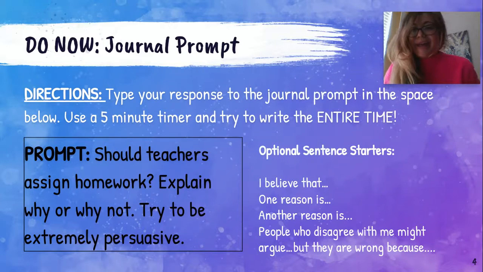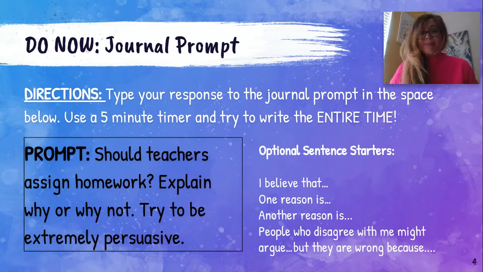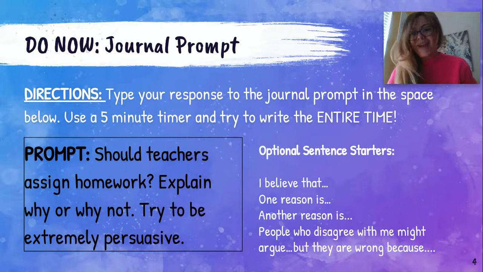All right, let's go ahead and get started with your journal prompt. Here are your directions. You're going to type your response to the journal prompt in the space underneath this video. If you've got a phone or if you want to pull up a 5-minute timer maybe on your computer, go ahead and set a 5-minute timer and see if you can try to write the entire 5 minutes.